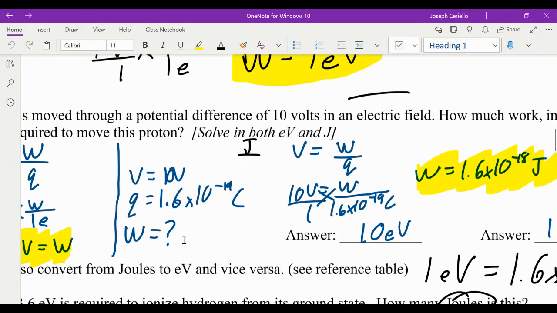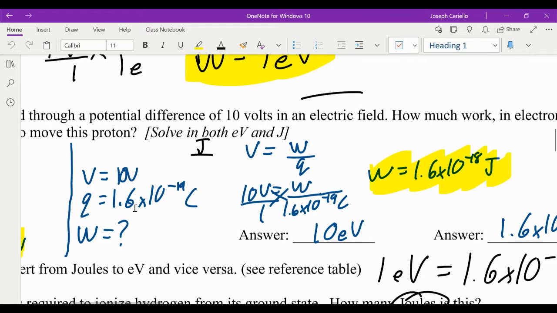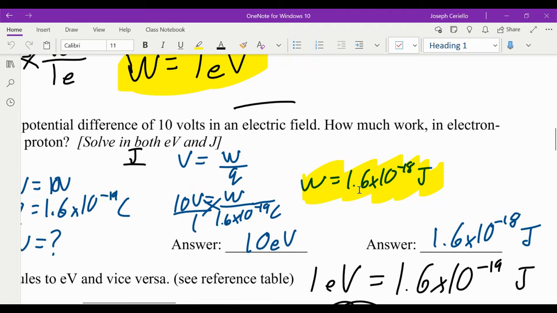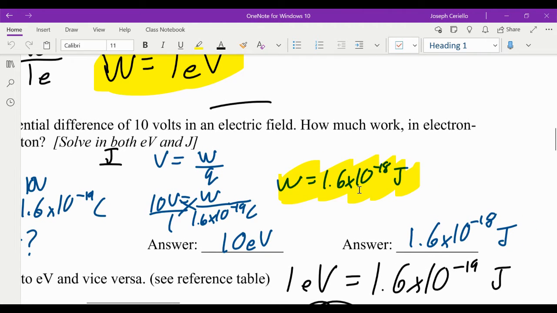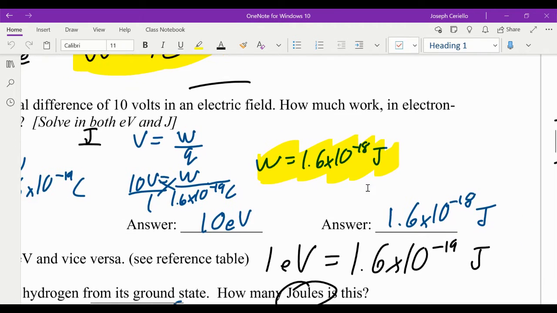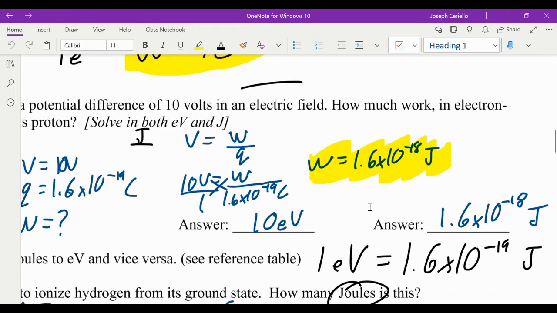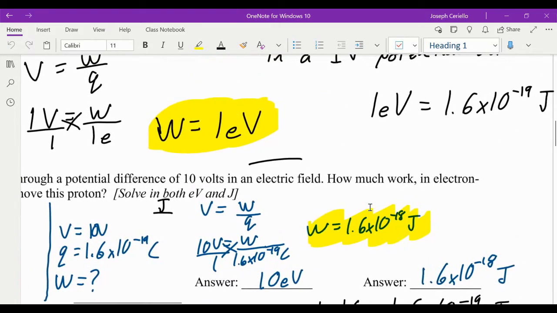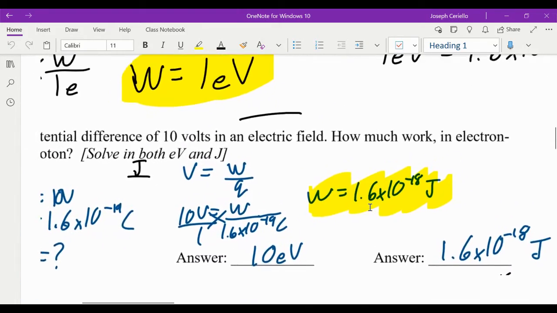Now let's do it without that, doing joules. Well, in that case, Q would have to be 1.6 times 10 to the negative 19 coulombs. Still not that bad, but you end up getting a work value of 1.6 times 10 to the negative 18 joules. All right? Just not a fun number to work with. 10 electron volts is much nicer and cleaner than 1.6 times 10 to the negative 18 joules. All right? So make sure you work through the math there and kind of see how to work through each one.